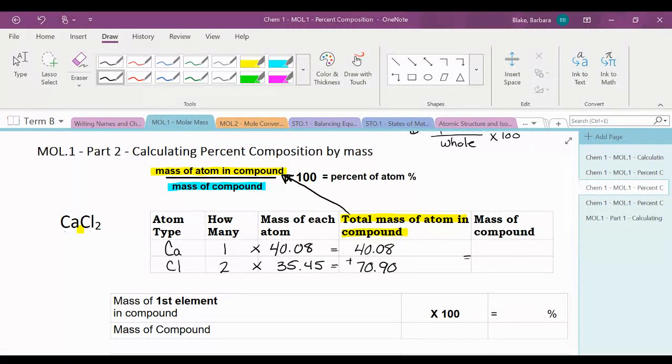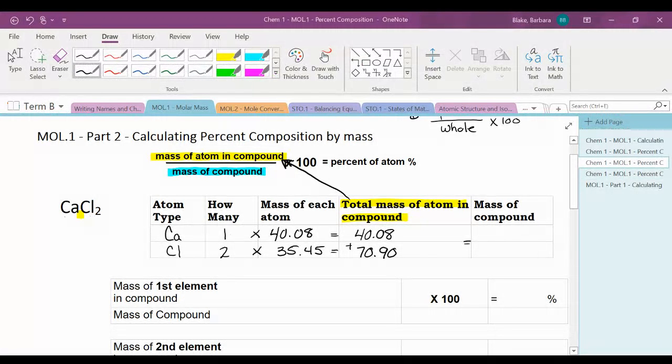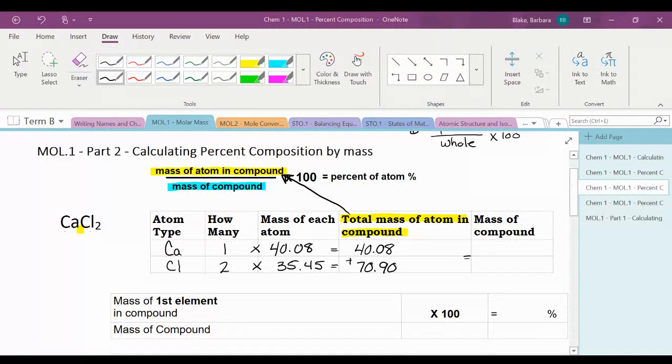And I will remind you that Google has a fantastic calculator. If you don't have one and your cell phone doesn't work as a calculator, okay, it's not letting me switch to my Google calculator. Go to Google Calculator, and there's one right there for you available to use. So this is going to be 40.08 plus 70.90, and I'm going to come out with 110.98. And units are important, so make sure you're putting the grams per mole.